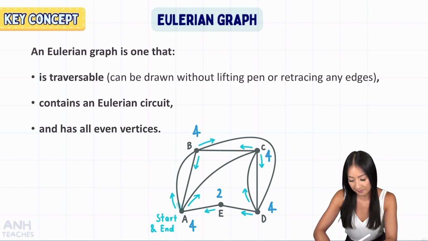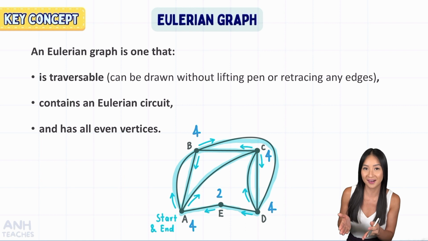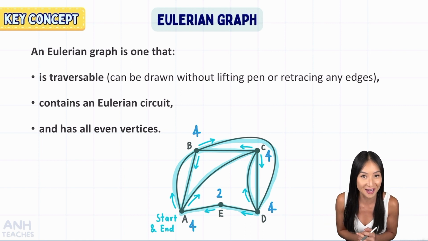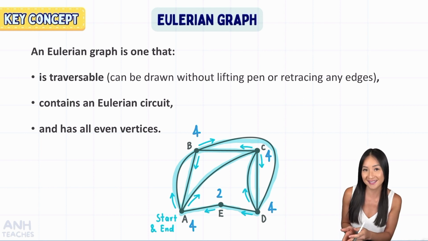So I'm starting with A, traveling to B, over to D, C, D, E, A, C, B, and instead of finishing there, I'm gonna end with this new edge that was added to get back to A. So this is an Eulerian circuit. You can see that every single edge of the graph has been traversed, and the trail begins and ends at the same vertex.